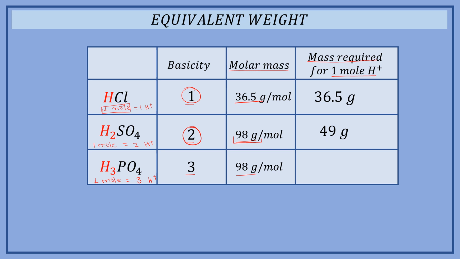Okay, so this mass of acid that is required to furnish 1 mole of H plus ion, just 1 mole of H plus ion, is called the equivalent weight of the respective acid.